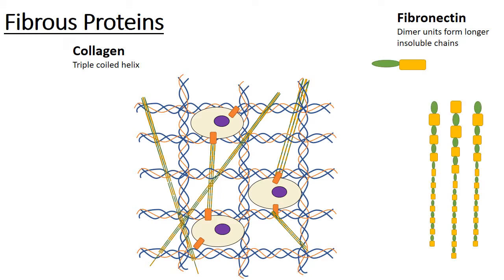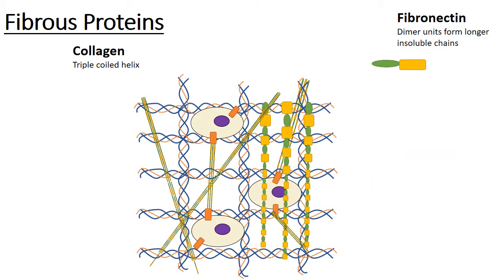Fibronectins come together to form insoluble fibers between cells. They bind collagen and integrin on the surface of local cells to allow stretch-mediated cell-to-cell communication.